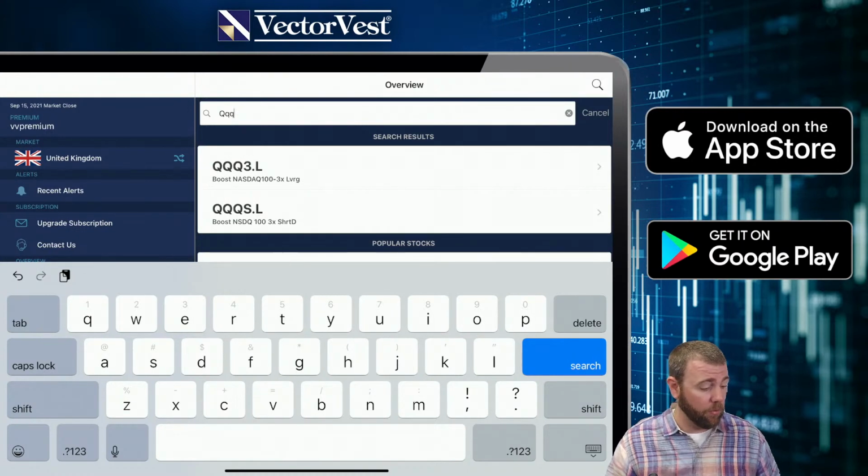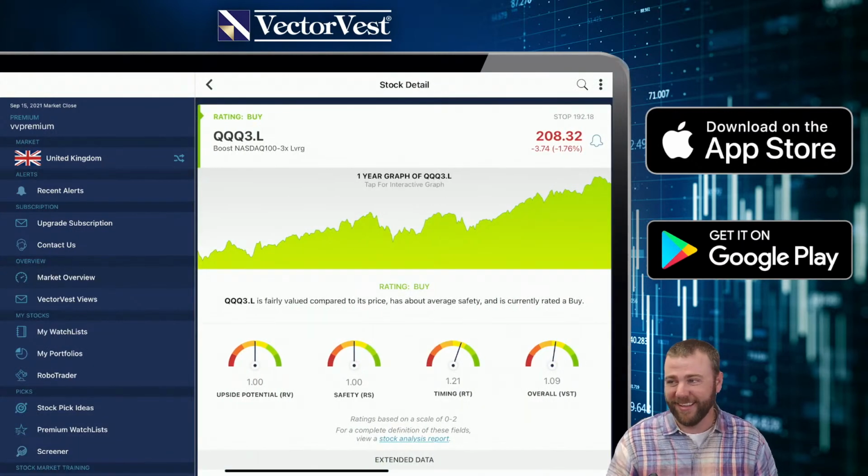QQQ3. Okay, so you do have numbers in your tickers. That's something unique. So QQQ3, obviously an ETF, a 3-time leveraged on the NASDAQ. 1.2 shows we're still in a short-term uptrend. Overall, it's still favorable. But as we've been looking at here, we have seen some softening in the overall markets. Definitely just keep your eye on that timing.